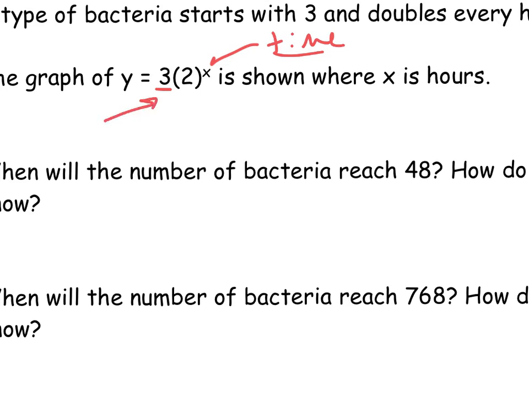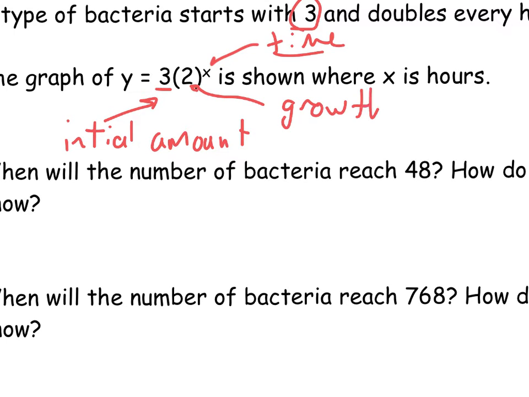This 3 right here represents your initial amount, because it starts off with 3 bacteria. And the 2 right there is our growth. It doubles every hour, okay? So after 0 hours, you would get 3 times 2 to the 0 power. Anything to the 0 power, if you remember us talking about this, is equal to 1. I know that doesn't make sense for some of us, but it is 1. So that's equal to 3.